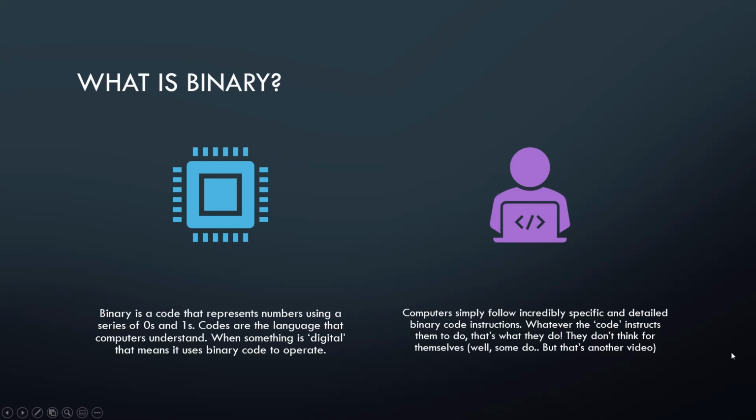Okay, so what is binary? Well, binary is a code that represents numbers using a series of zeros and ones. Codes are the language that computers understand. When something is digital, that means that it's using binary code to operate. Digital basically means it uses ones and zeros. Computers simply follow specific and detailed binary code instructions. Whatever the code instructs them to do, that's what they do. They don't think for themselves. Well, some do, but that's another video.